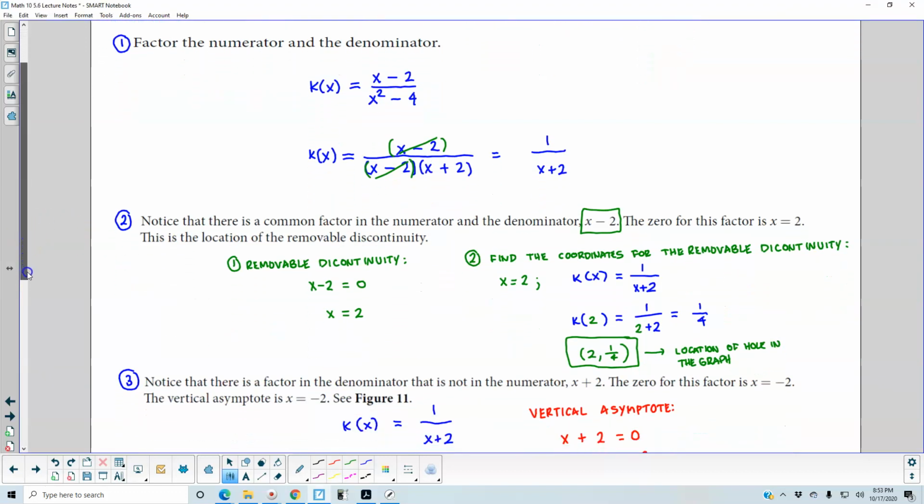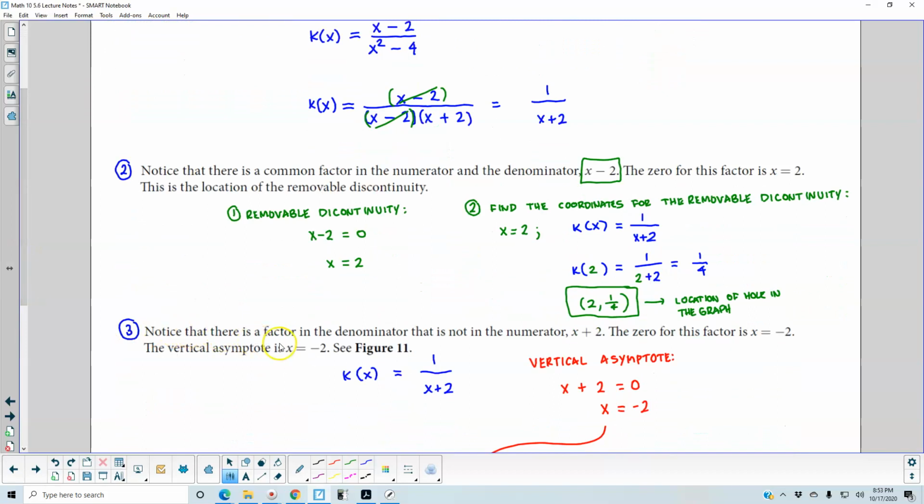Now in step number 3, we also notice that there is a factor in the denominator that is not in the numerator, which is x plus 2. The 0 for this factor is x equals negative 2, and that becomes the vertical asymptote at the line x equals negative 2. So again, to find the vertical asymptote, we set the denominator x plus 2 equal to 0 and solve for x, so we get x equals negative 2.